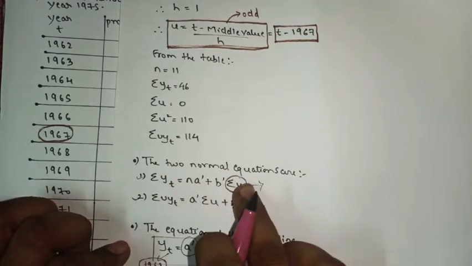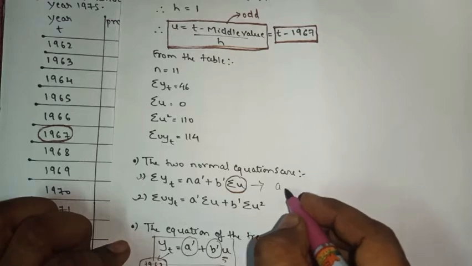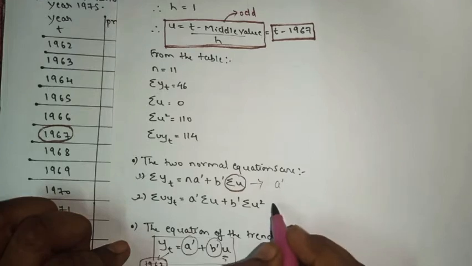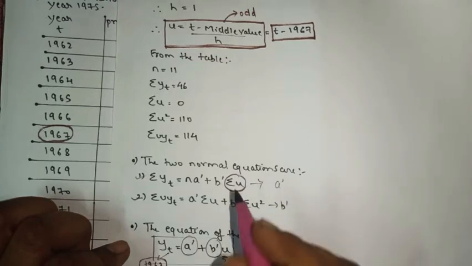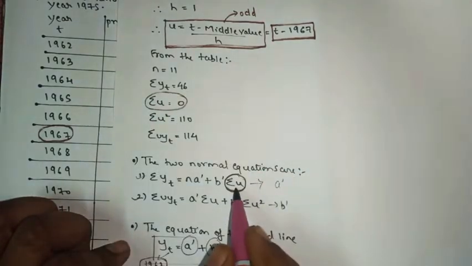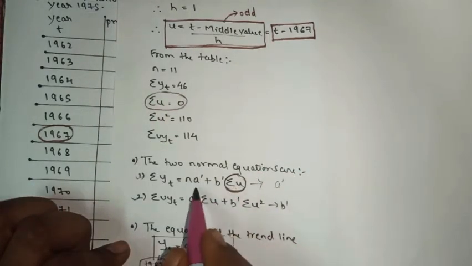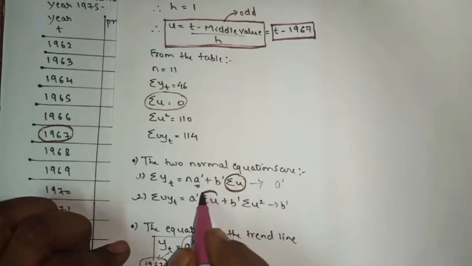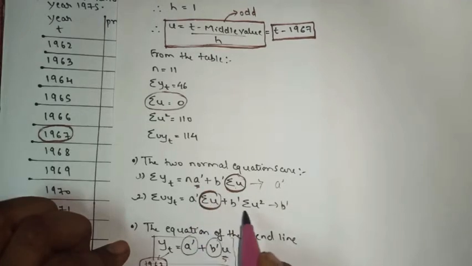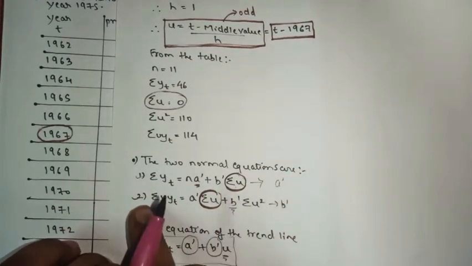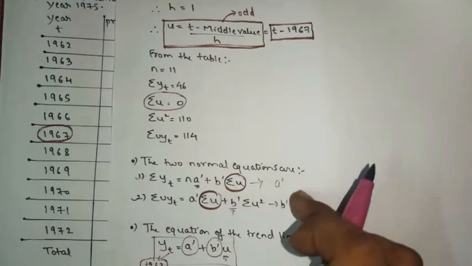When you apply the first formula, you will get the value of a dash, and when you apply the second one, you will get the value of b dash. Why? Listen here, total of u is 0. So when you put 0, this part completely will be 0 and you will get the value of a dash. In the second equation, when you replace this total of u by 0, this complete part will be 0 and you will get the value of b dash. So in simple language, the first formula gives a dash and the second formula gives b dash.